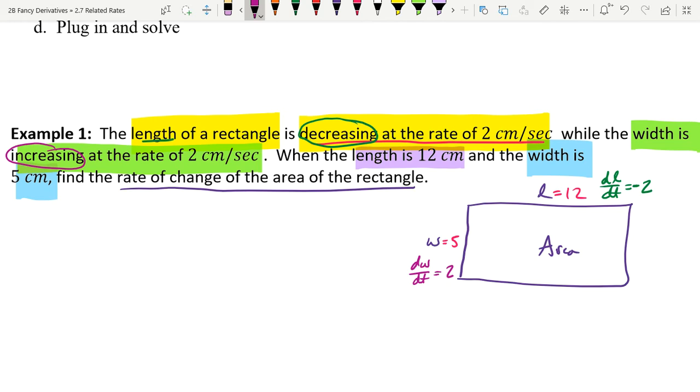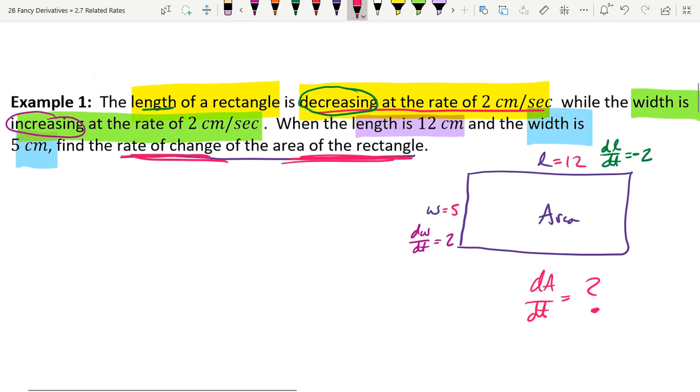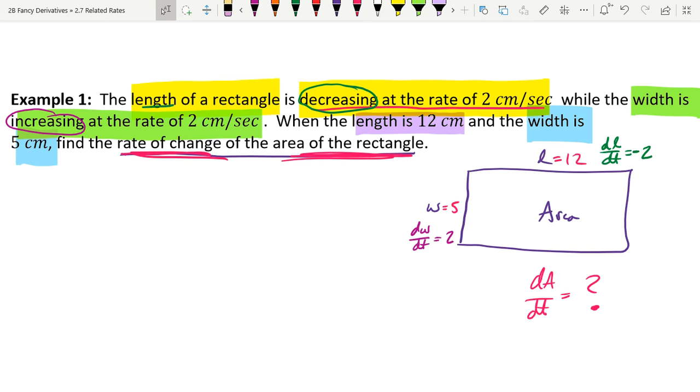Now we know what we're ultimately trying to find here. We're trying to find the rate of change of the area of the rectangle. Or in other words, our mystery thing is the change in area over time. There's our setup. So now we need an equation that talks about a rectangle that somehow relates length, width, and area. The equation is going to be area equals length times width. That's my equation.